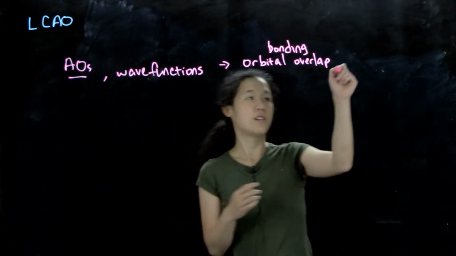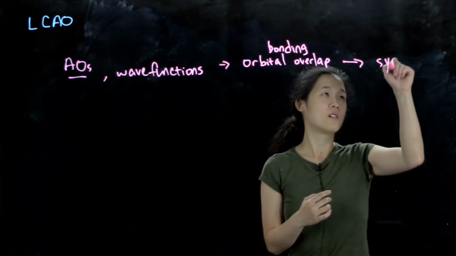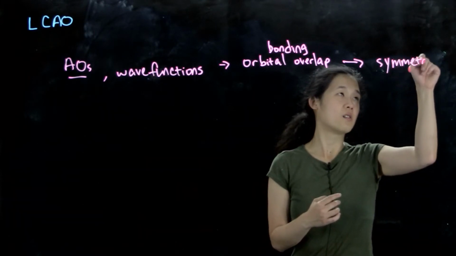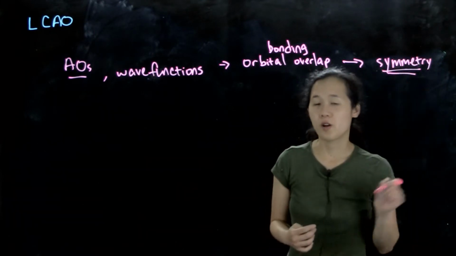If you have atomic orbitals of the same symmetry, then they can form bonds because they can interact through overlap.